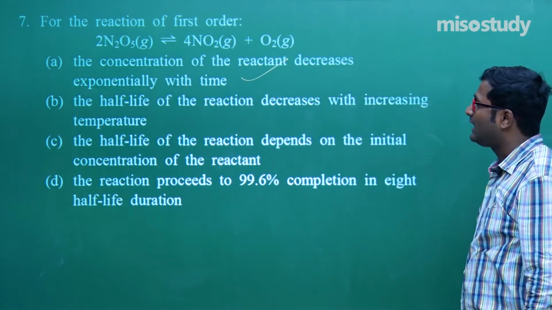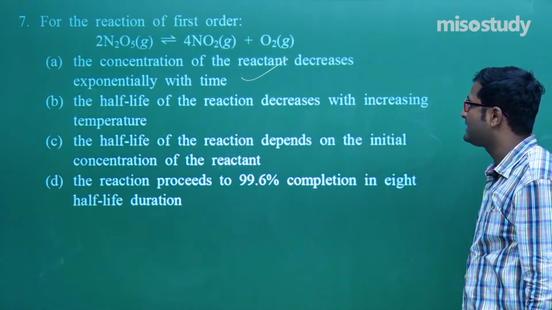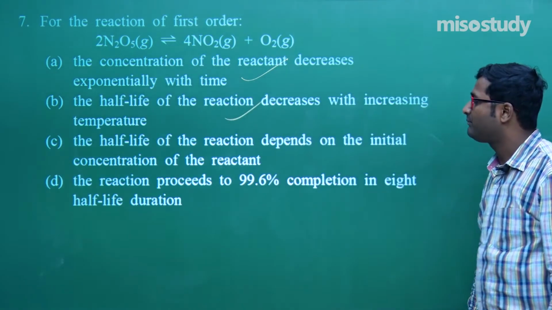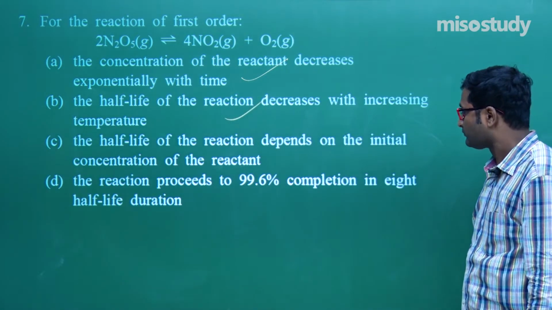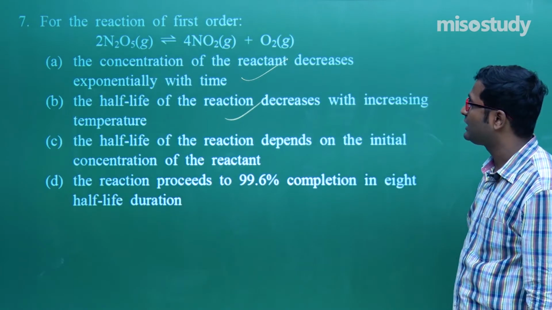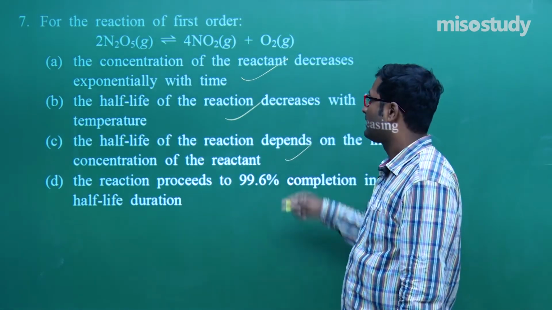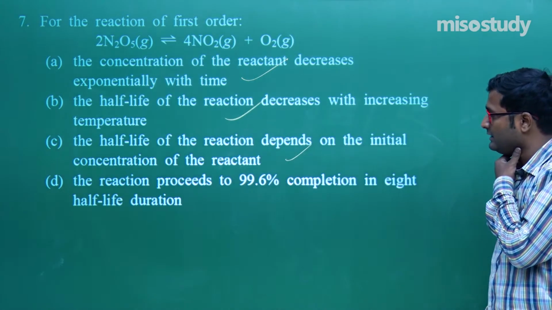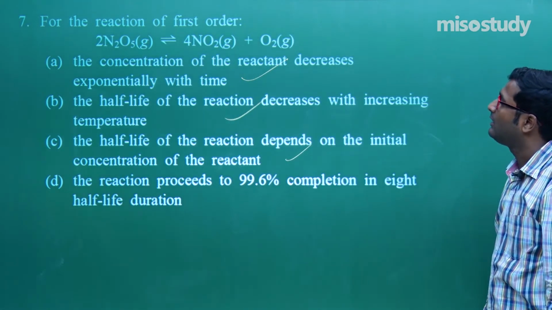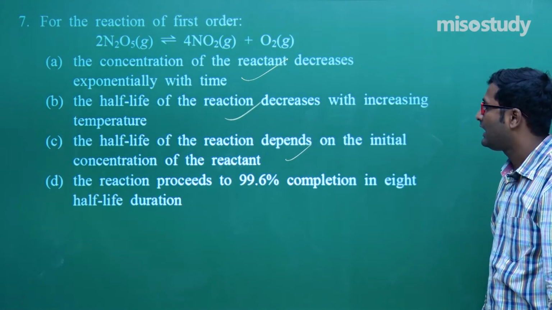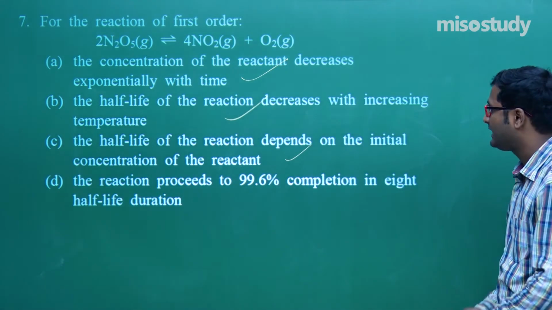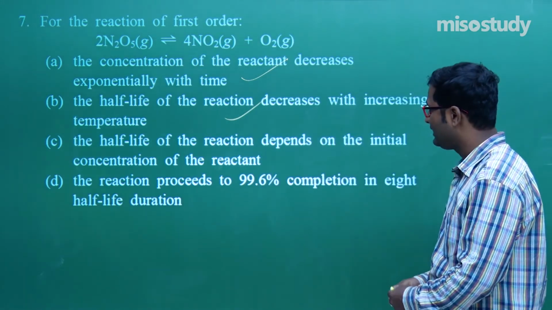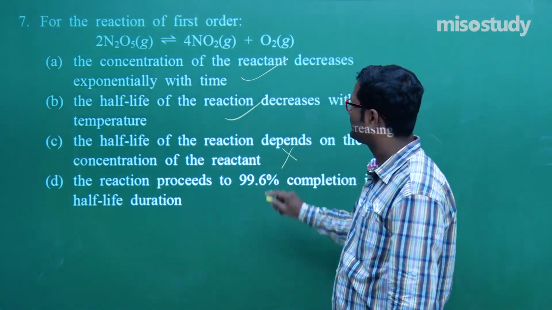The half life of the reaction decreases with increasing temperature. This is also correct. The half life of the reaction depends on the initial concentration of the reactant. That holds for second order, but here the reaction is of first order. The half life of a reaction depends upon the initial concentration of the reactant. This one is not correct.